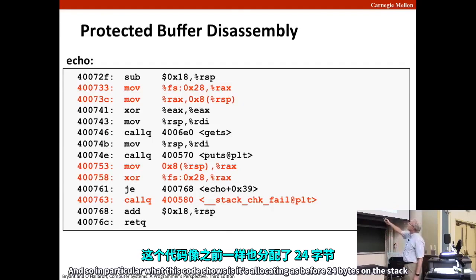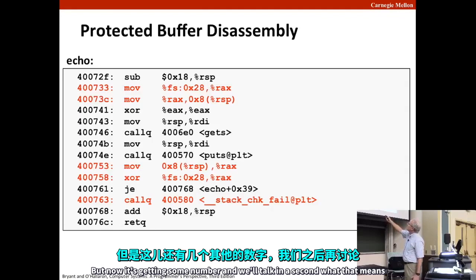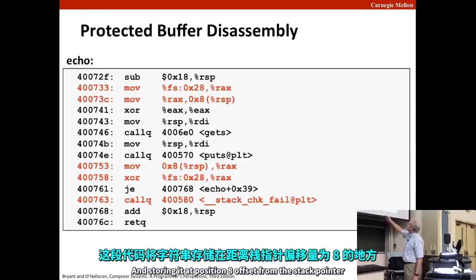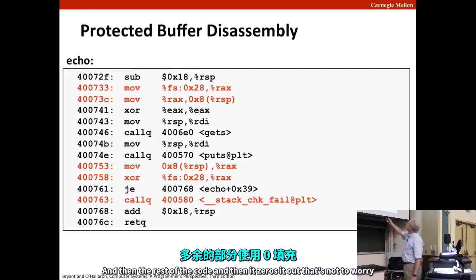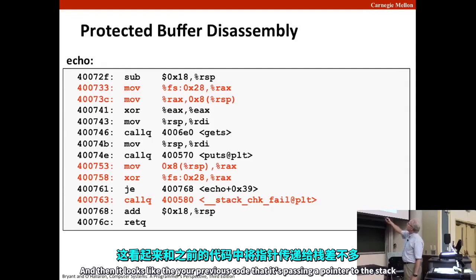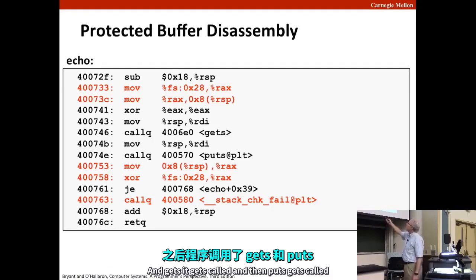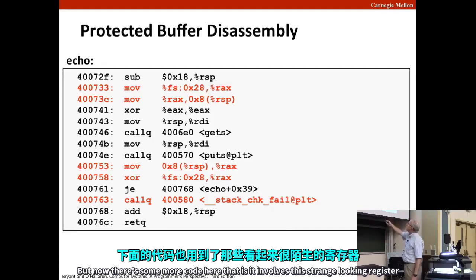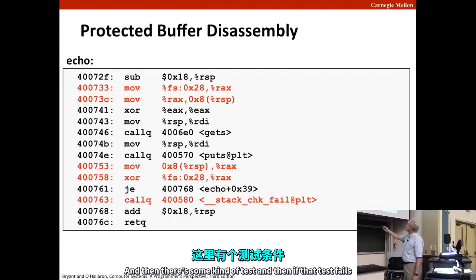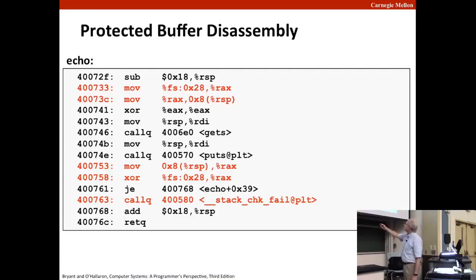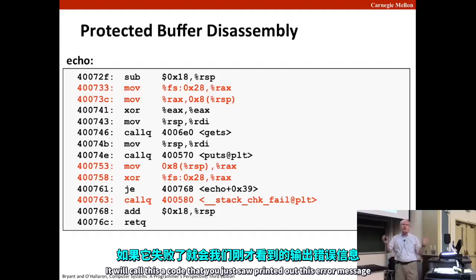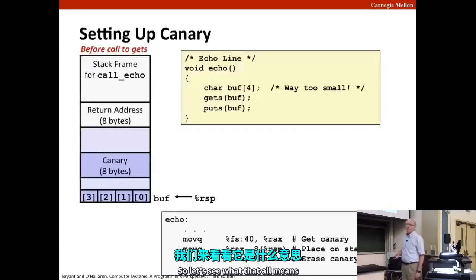And so in particular, what this code shows is it's allocating, as before, 24 bytes on the stack. But now it's getting some number, and we'll talk in a second about what that means, and storing it at offset 8 from the stack pointer. And then the rest of the code, and then it zeroes that out. That's not too worrying. And then it looks like your previous code, where it's passing a pointer to the top of the stack as the argument to gets. And gets gets called, and then puts gets called. But now there's some more code here that involves this strange looking register. And then there's some kind of test, and if that test fails, it will call this code that you just saw print out this error message. So let's see what that all means.